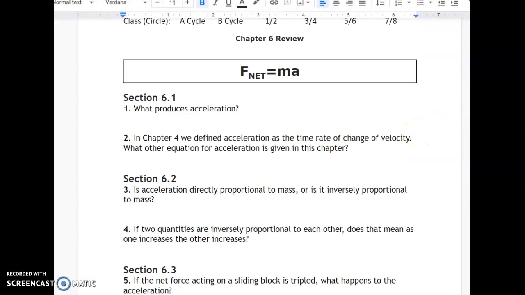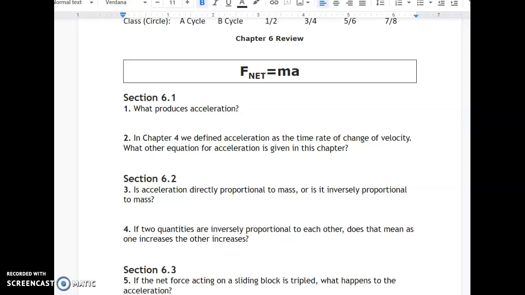So section 6.1, number 1, what produces acceleration? All right, so just looking at Newton's second law equation there, F net equals ma, so we would say that the net force produces your acceleration, or an unbalanced force, or a non-zero net force acting on an object is going to produce acceleration on that object. Okay, so as we previously learned, in order to change the motion of an object, you need to apply a force. Okay, so that motion actually changes. It changes the acceleration of your object.